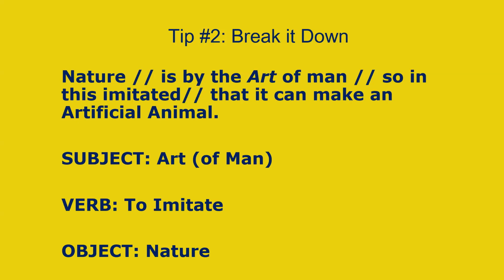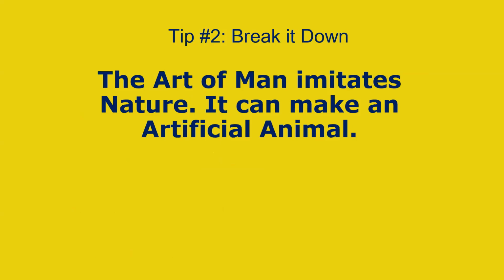Remember, you can't do this breaking down or chunking through every sentence in the work, but it's important to get some practice where you're really stumped, and then you'll understand things better later. So we've broken the sentence down to something that sounds more familiar to modern ears and is shorter in 2 sentences. The art of man imitates nature. It can make an artificial animal. So far, so good. We've decoded the sentence, have some idea what the words mean together, but what does it really mean? What does Hobbes mean by this sentence?